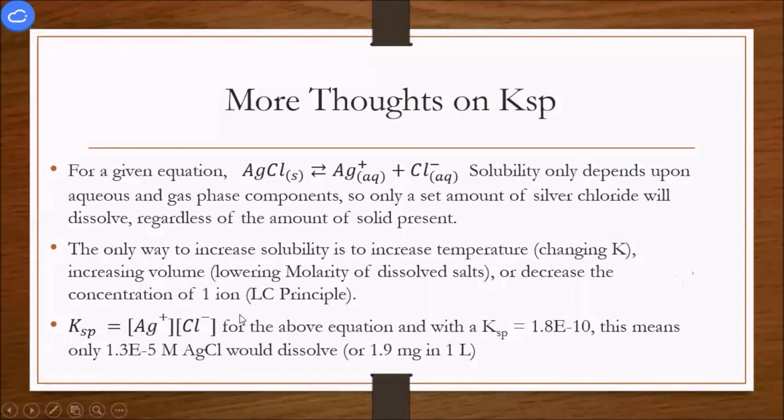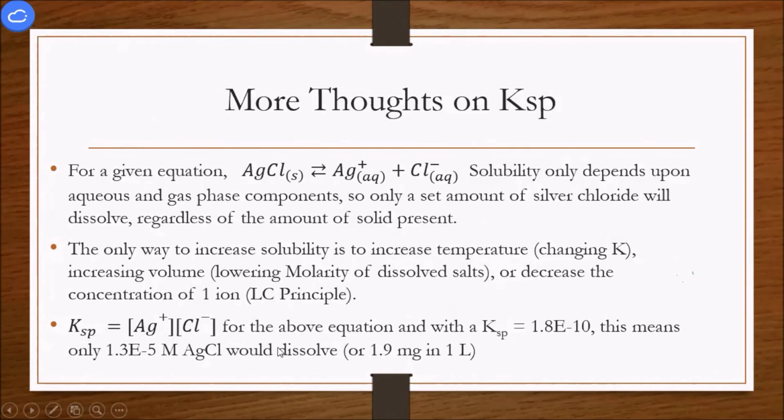Now, with this guy, the KSP for this solution is 1.8 times 10 to the negative 10th, meaning that the maximum concentration of silver chloride allowed in solution is 1.3 times 10 to the negative 5th molar. Pretty small. If I turn molarity into moles into grams, that would mean I can dissolve only 1.9 milligrams of silver chloride in 1 liter.